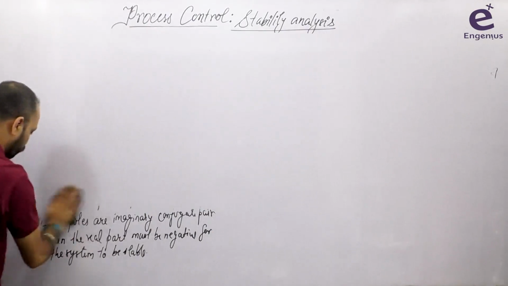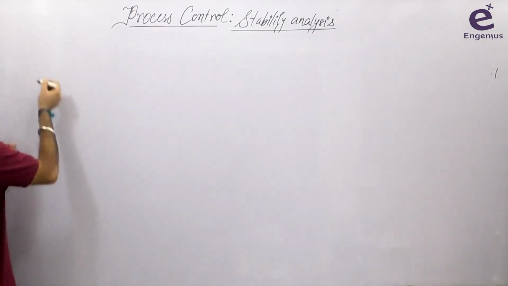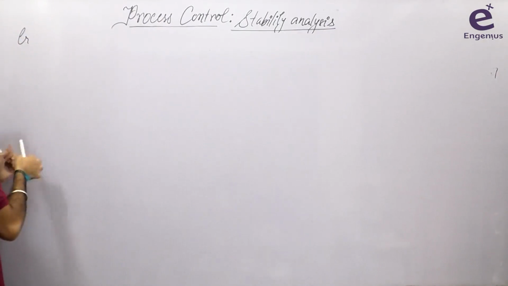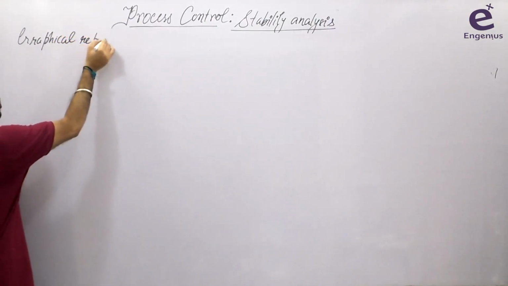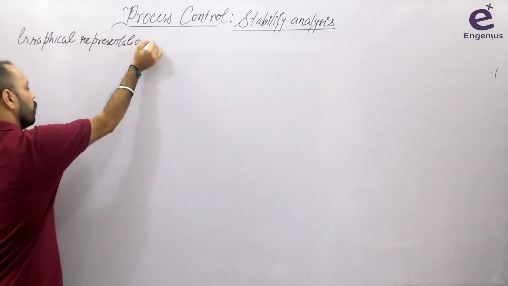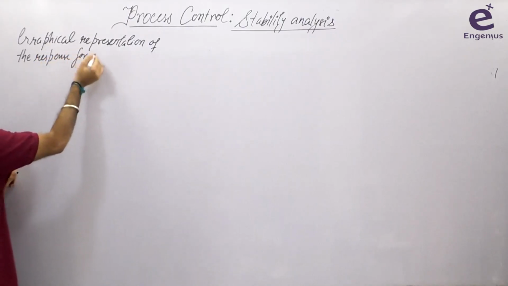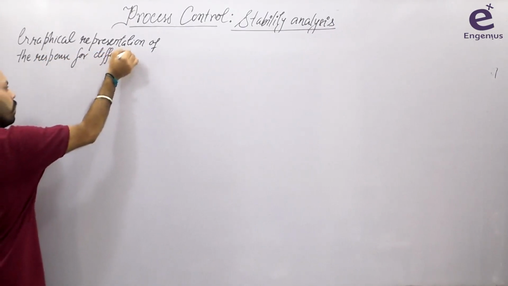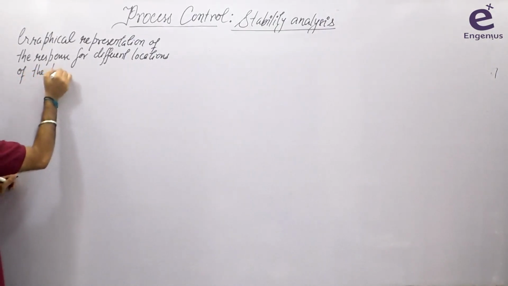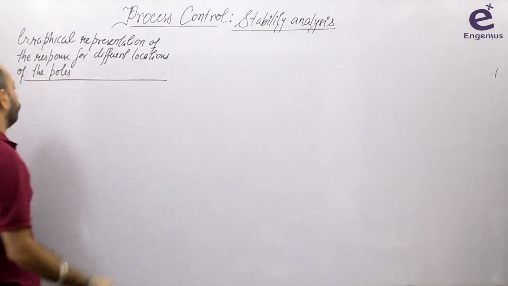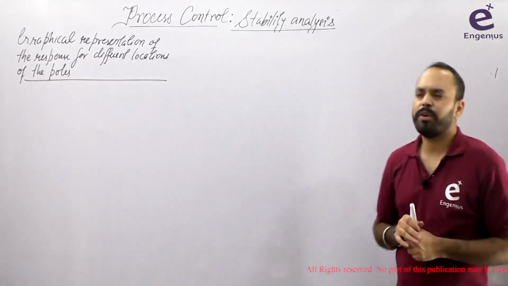Let's see. Okay, put the heading: graphical representation of the response for different locations of the poles. ठीक है, graphical representation of the response for the different location of the poles. Okay, suppose I'm giving step input.